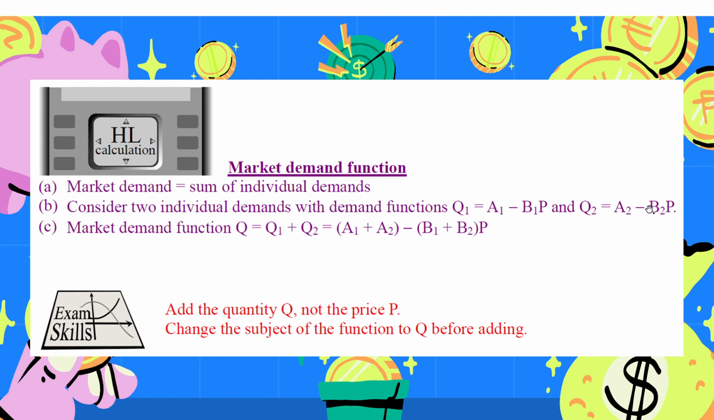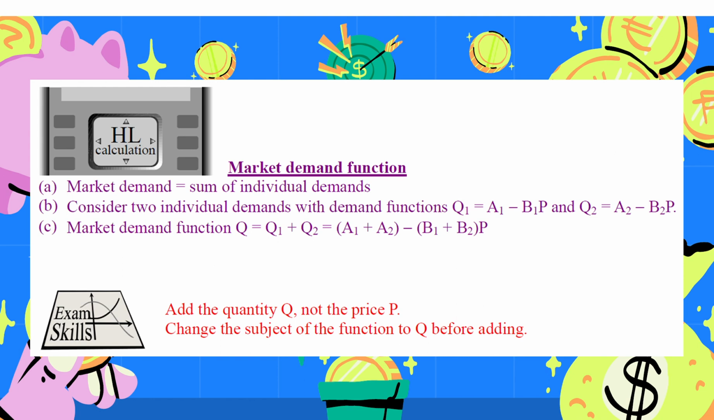Very easy, right? So consider two individuals, Q1 and Q2. Just add them together. Constant term A1 plus A2. Gradient: negative B1 P, negative B2 P, so negative (B1 plus B2) P. Very straightforward. Just add the A and B together.